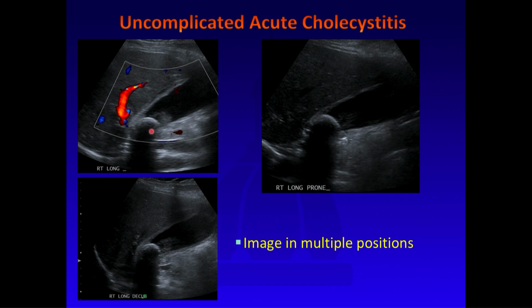So it's another case, right? The gallbladder is clearly distended. Maybe there's a little bit of gallbladder wall edema, not that much, but we move the patient in multiple positions. We put the patient semi-prone. We put the patient in decubitus, and this gallstone doesn't move. So that's really, really helpful.